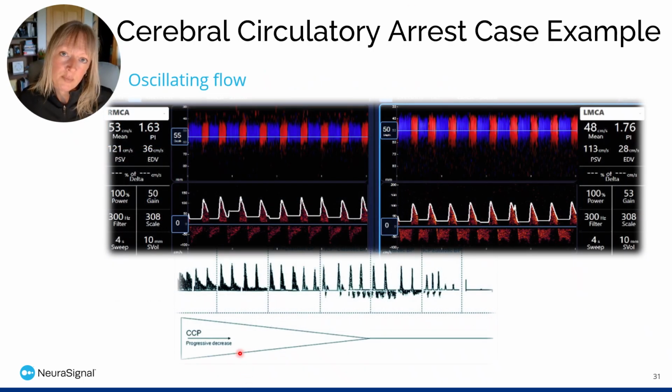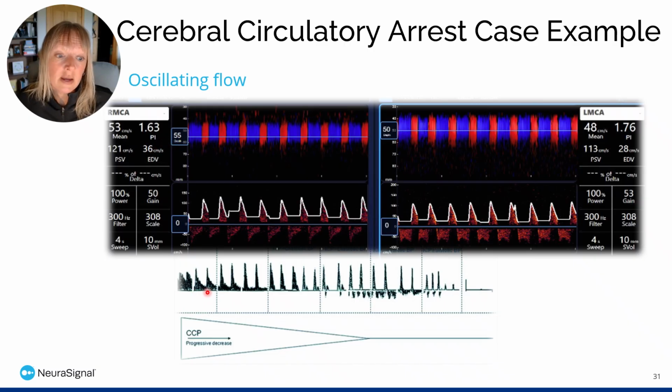Here's a case example of a positive brain death exam. You'll see the reverberating flow here, the flow above the baseline and below the baseline. Almost a thumping signal is what you would hear. Going back and forth, you'll see the red and blue. It's coming towards the probe and going away.